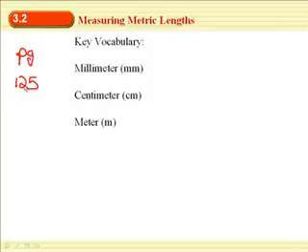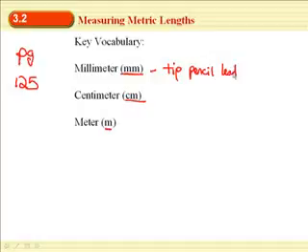We have vocabulary. I started putting the abbreviations because I don't know if you guys know the abbreviations. Millimeter, mm, centimeters, cm, and meter is m. Millimeters are those little teeny tick marks in between the centimeters, and they're about the size of the tip of your pencil lead. So very, very small. There are 10 millimeters in 1 centimeter. So that's a nice thing to remember: there's 10 in a centimeter.